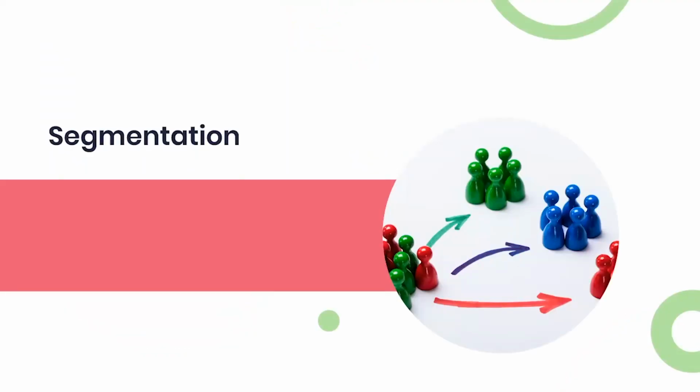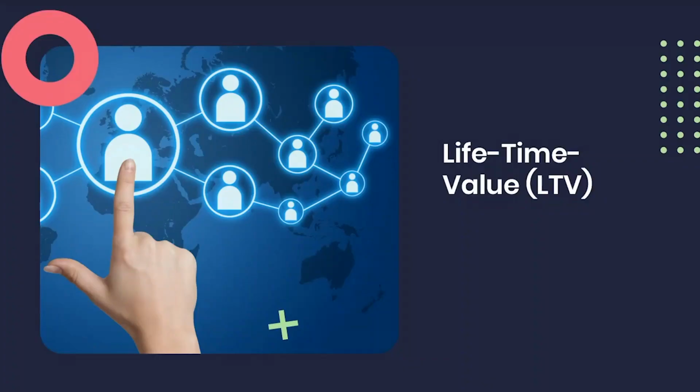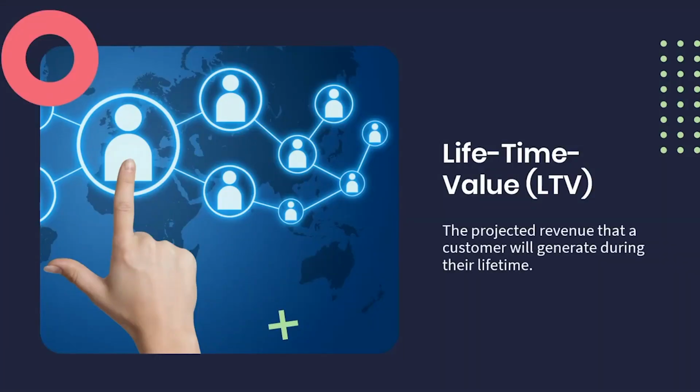The next term we would need to understand is segmentation, and this is basically grouping audiences together based on different criteria with the aim to target them with more relevant info or ads. A very quick example would be when you want to target women with a more feminine ad and men with a more masculine ad. Let's just say that's an example of segmentation. Then lifetime value is the projected revenue that a customer will generate during their lifetime.